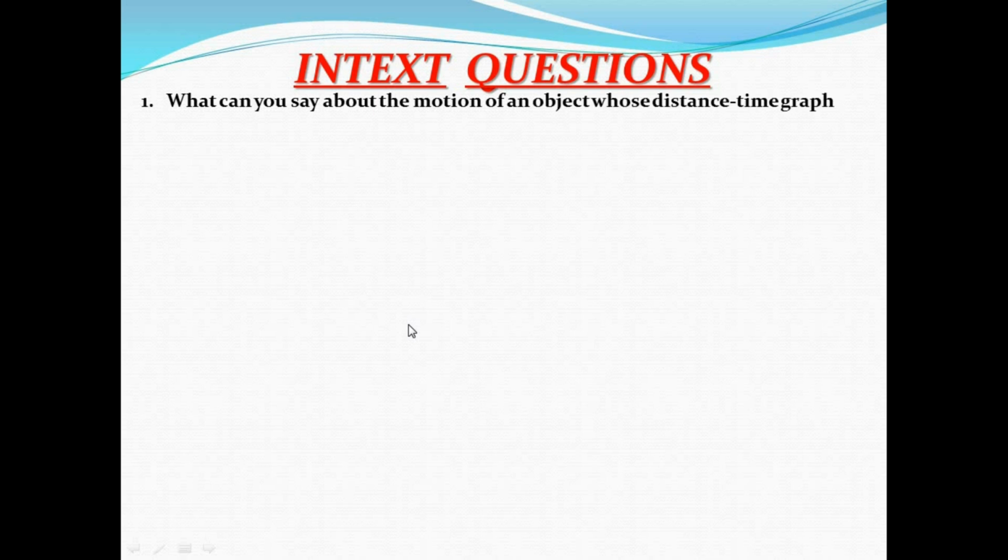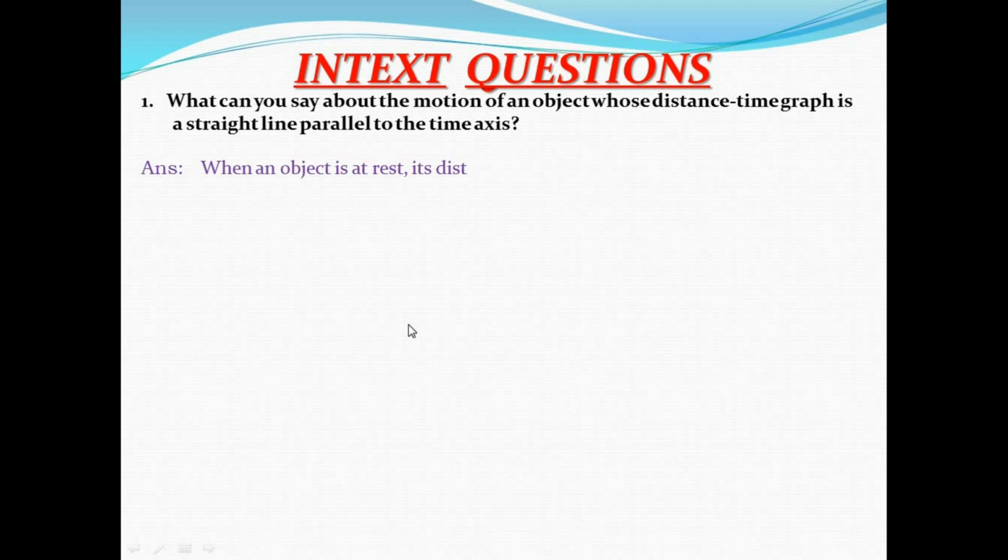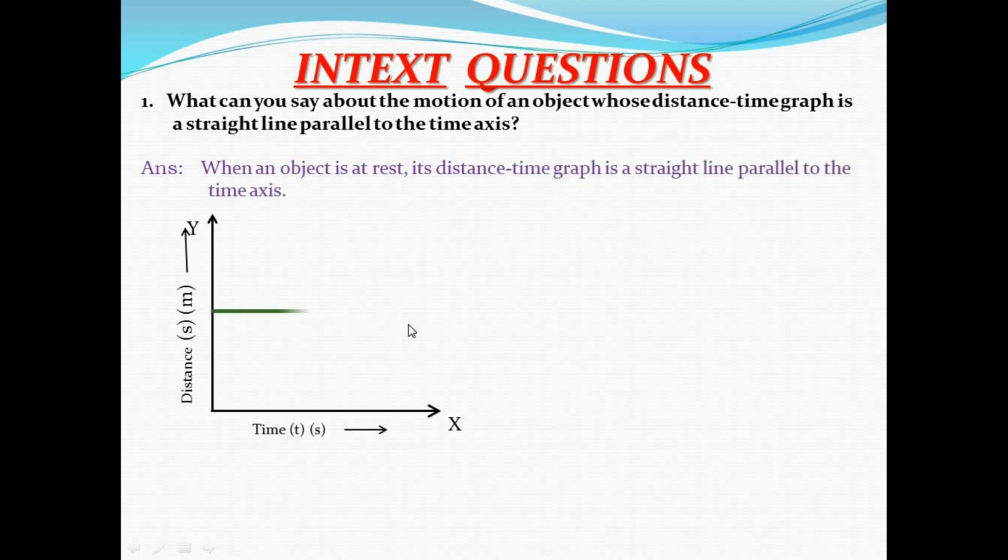Now, we will move ahead with some in-text questions. For your better understanding, I will be reading out and simultaneously explaining the numericals given. First, what can we say about the motion of an object whose distance time graph is a straight line parallel to time axis? We have already discussed in the previous session that when an object is at rest, its distance time graph is a straight line parallel to the time axis, as you can see in the given graph.